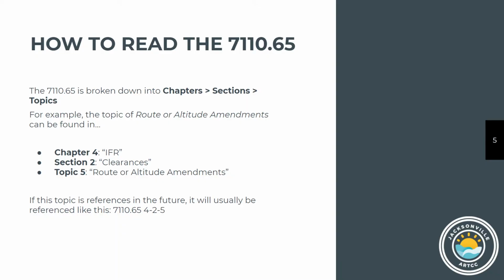So our first thing is, how do you even read the .65? Well, it's broken down into chapters, sections, and topics. For example, if you wanted to find the topic of route or altitude amendments, then you'd be directed to Chapter 4, Section 2, and Topic 5. Now, as we refer to that during this class, we'll call it the 4-2-5, or something like that, depending on the area we're in.